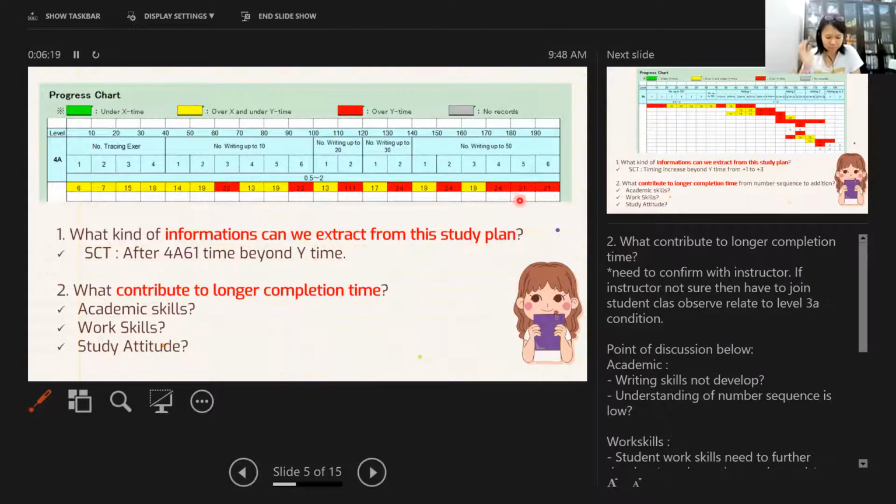But if you can see, based on the study plan itself, if you don't observe Aneeq, you won't be able to see or to know what's happening to Aneeq.